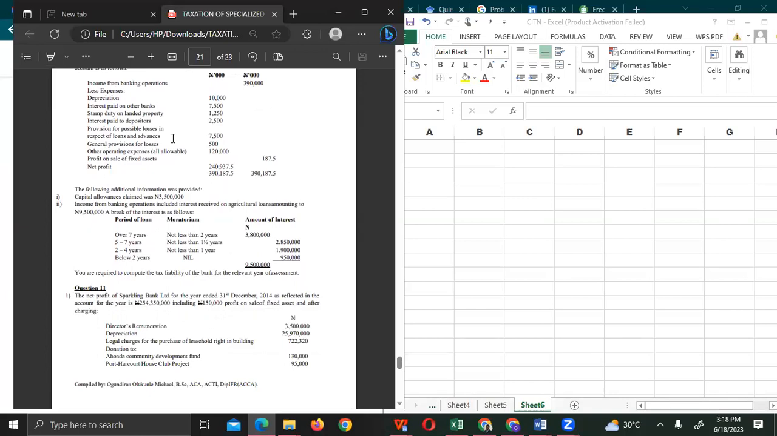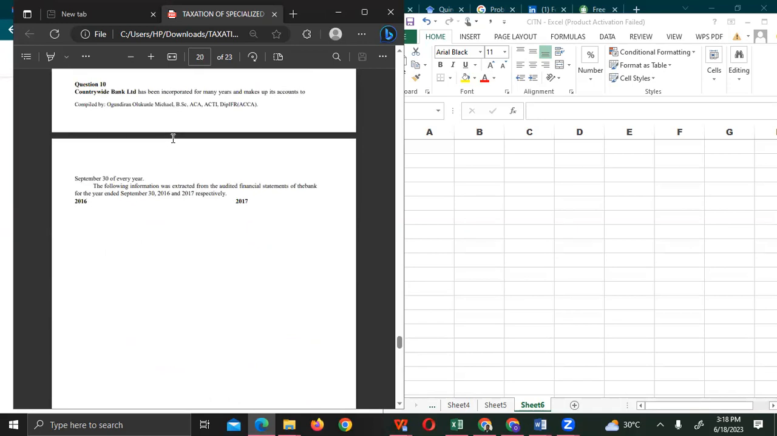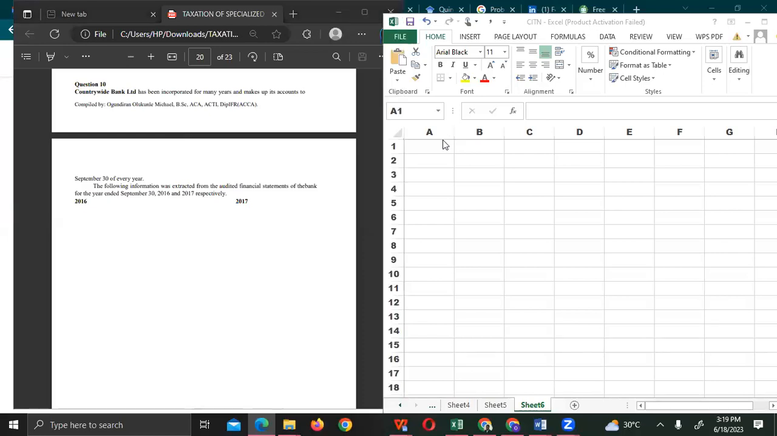You are required to compute the tax liability of the bank for the relevant year of assessment. First of all, thank you very much for reading. The first thing is for us to determine the year of assessment. I know everybody in this class will be conversant with the fact that all companies are assessed to tax on preceding year basis. Is that correct? Yes, sir. Okay, good. So we have the financial statement for 2017, and 2017 will be assessed to tax in 2018 year of assessment, right?